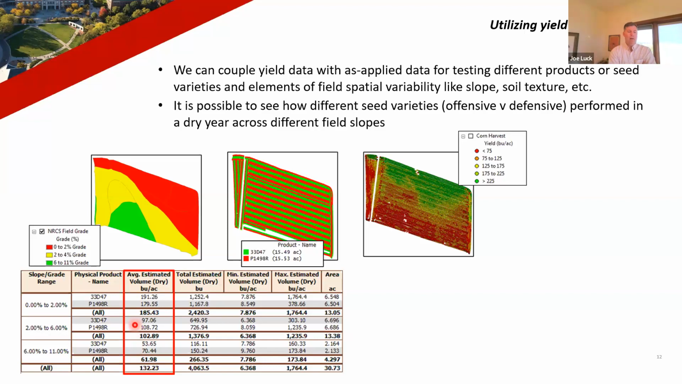So some information you can get is not just the product or the rate and that impact on yield, but you can also start to look at those natural variabilities, slope, soil texture. We try and capture that a little bit better with things like electrical conductivity, but with soil texture, you can definitely get an idea of how these different hybrids would have performed in that scenario.